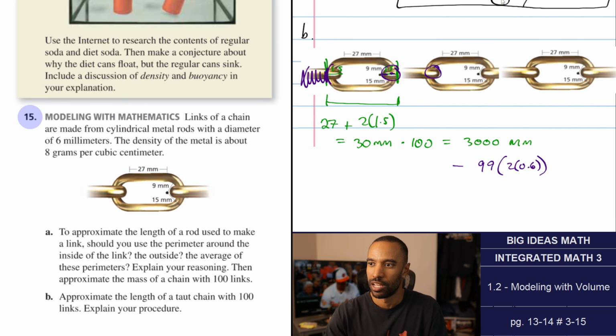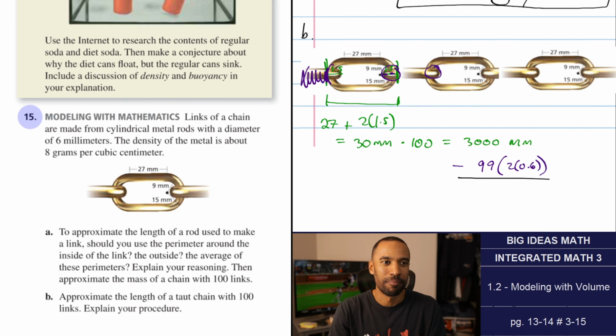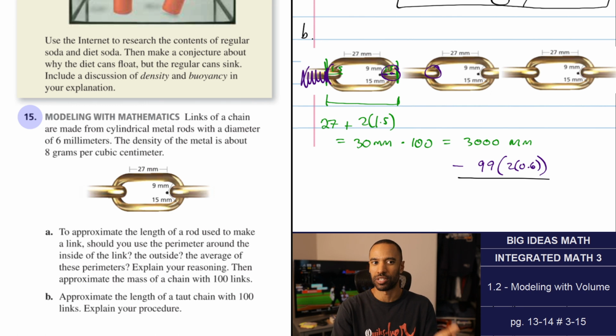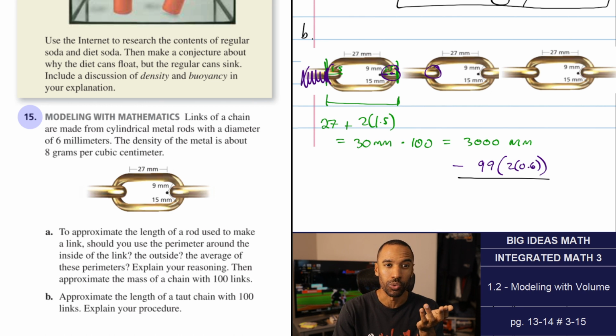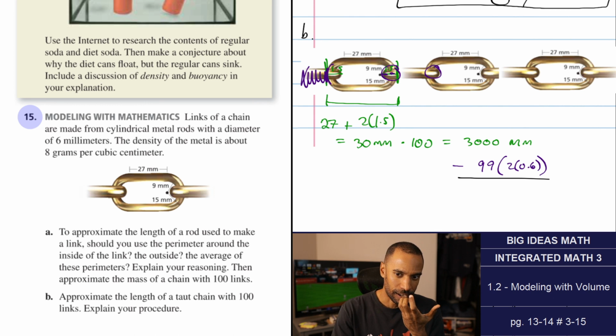99 times 2 times 0.6. Let's see how that turns out as just a number. If it's negative, I know I did something wrong. 99 times 2 times 0.6, and then do 3,000 minus that. 3,000 minus that number. And I'm getting 2,881.2. That would be millimeters. Let me think about that. 30 millimeters for each one.